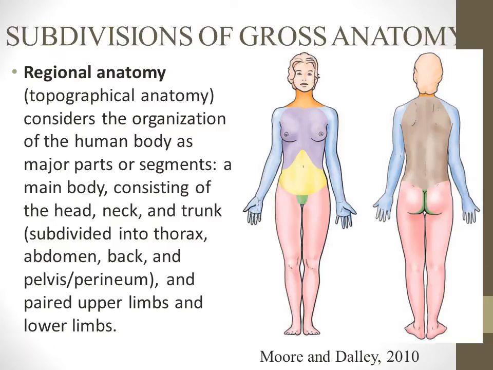Next on this slide is the subdivision of gross anatomy. Gross anatomy can be subdivided into the following: regional anatomy, surface anatomy, systemic anatomy, developmental anatomy, and clinical anatomy. The first one is regional anatomy. Regional anatomy, also known as topographical anatomy, considers how the body is organized into major parts or segments, which, when viewing a human, help us know that these are the parts that can be detached from each other.